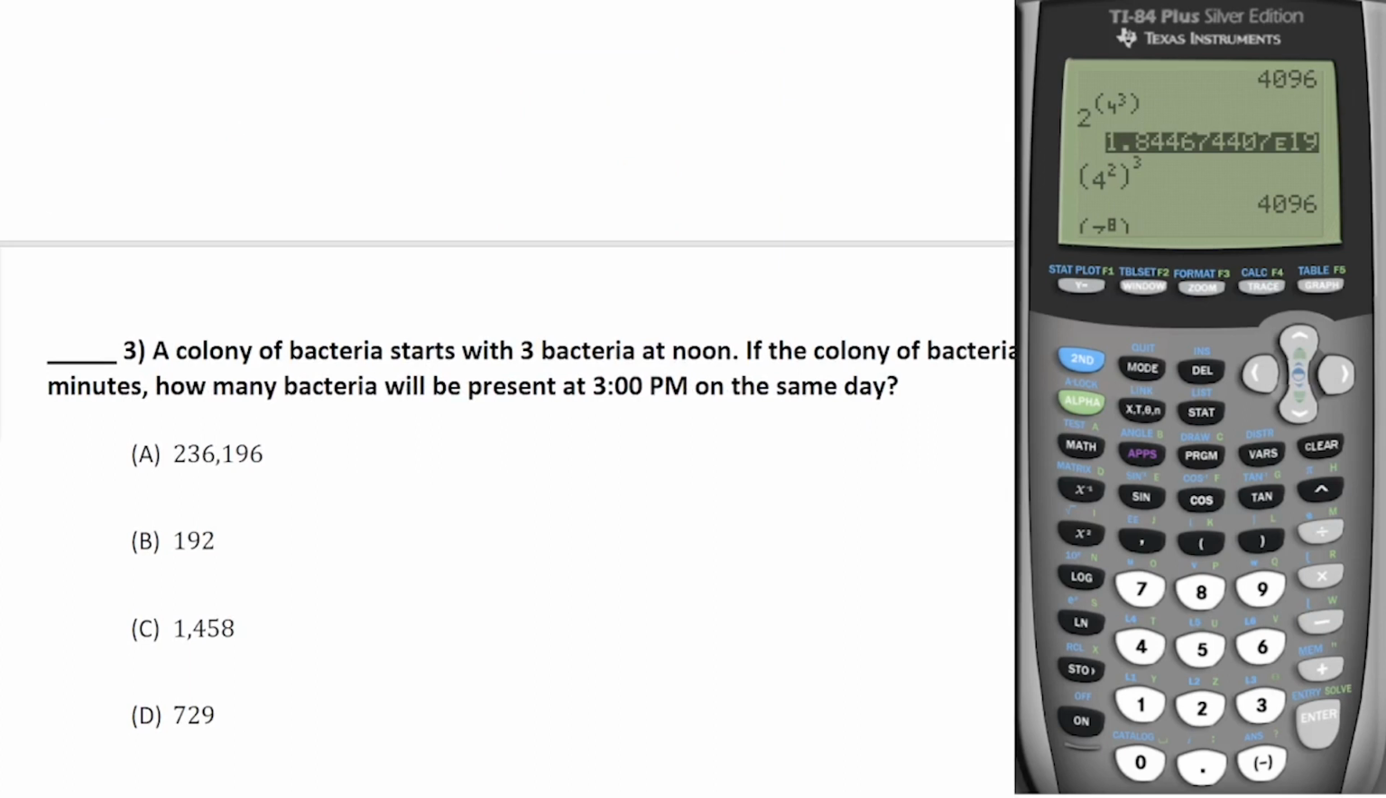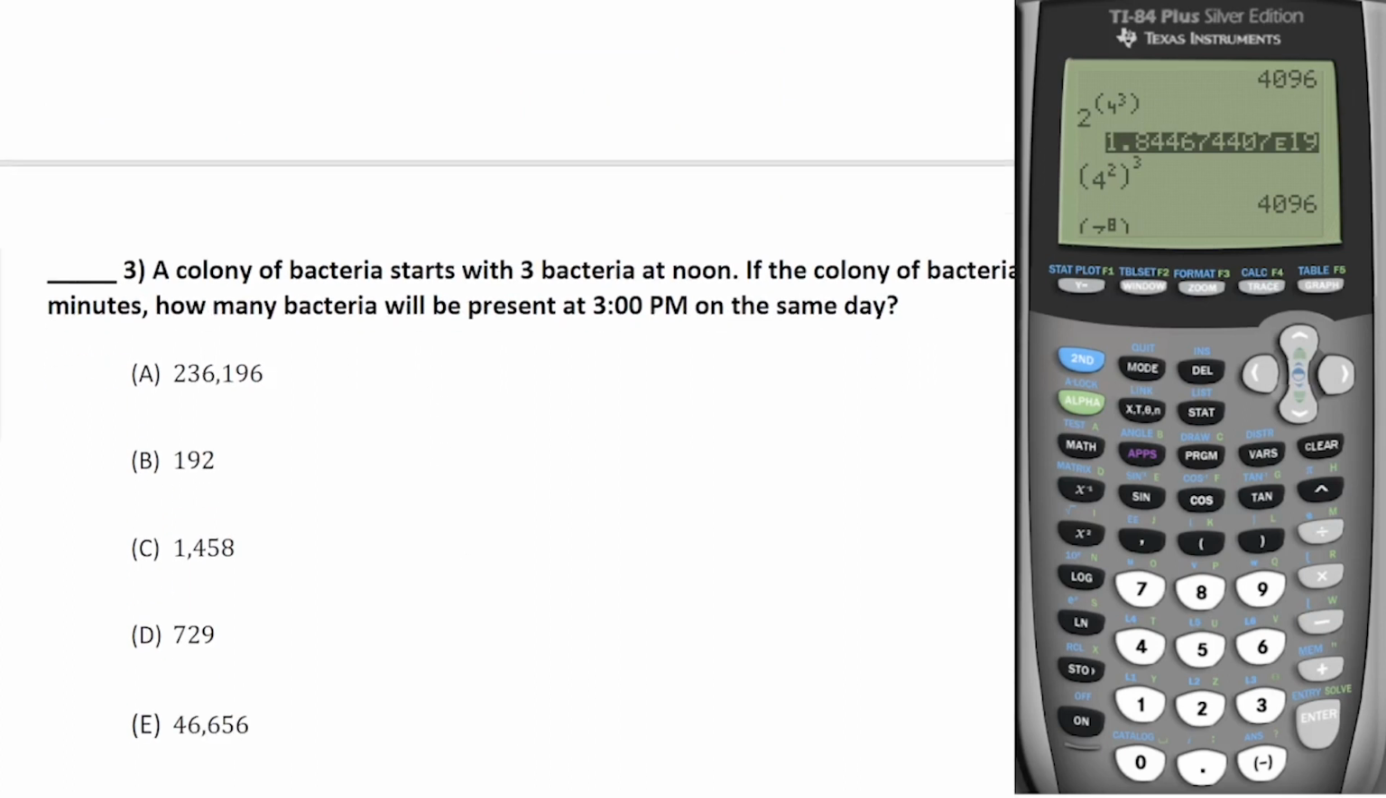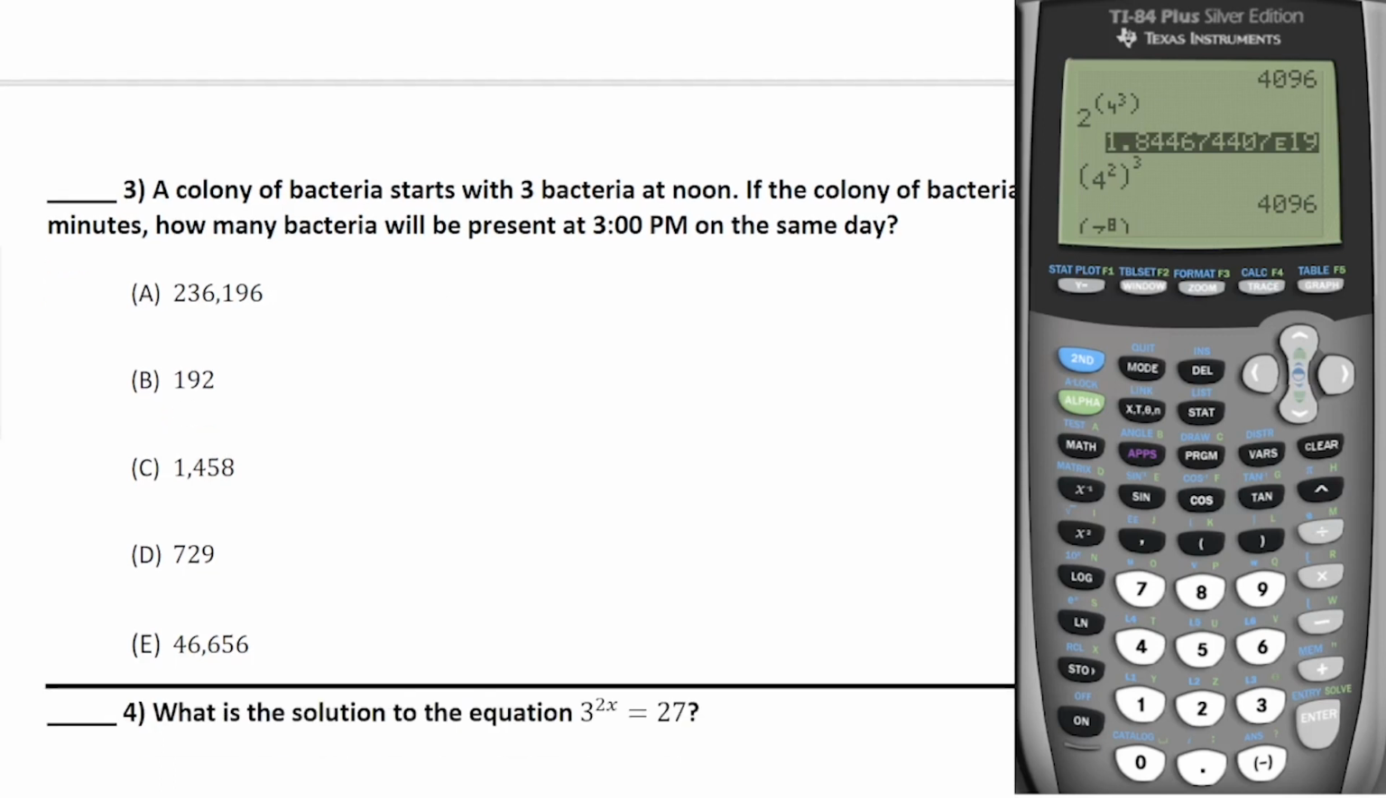Number 3. All right, so number 3 says a colony of bacteria starts with 3 bacteria at noon. If the colony of bacteria doubles every 30 minutes, how many bacteria will be present at 3 p.m. the same day? Here we kind of want to set up an exponential function.